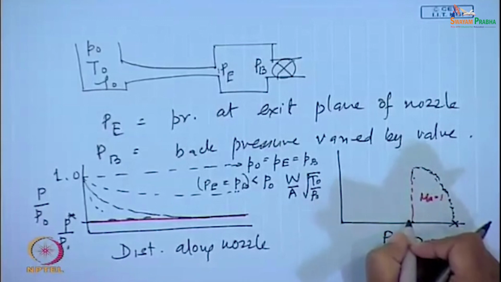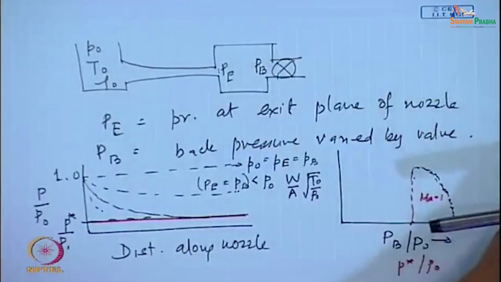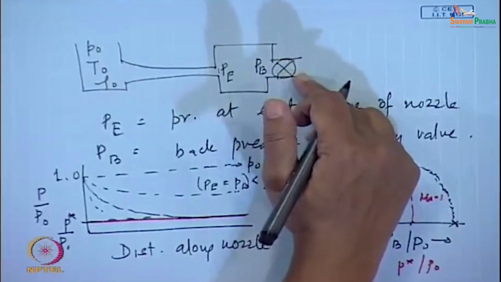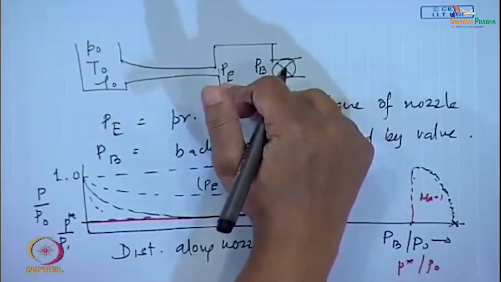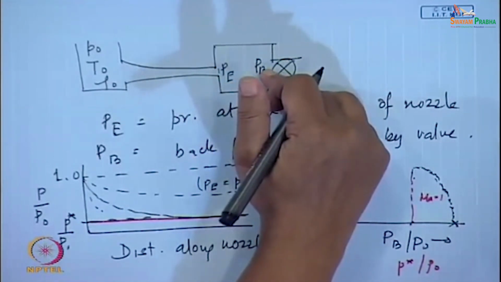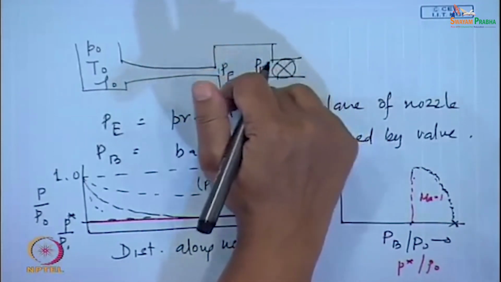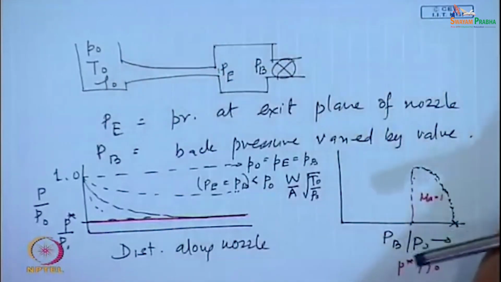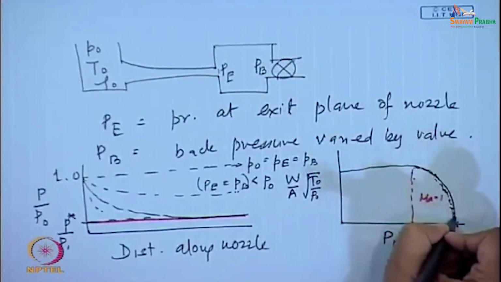Now, after this we again keep on reducing the pressure. When we again keep on reducing the pressure, we find that PE cannot be reduced any further. That becomes constant. PB can be reduced, but PB is not equal to PE. PE cannot be reduced any further. Since PE cannot be reduced any further, the flow rate cannot be increased any further. The flow rate becomes constant after this.